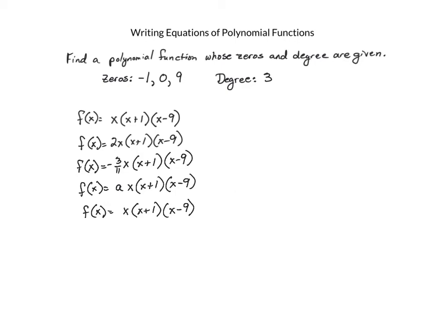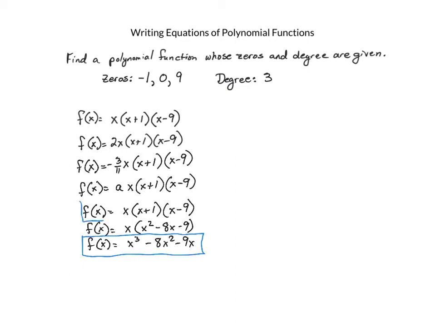Do pay attention in any problem that you would do, whether you're supposed to multiply it out or not. If I were going to multiply this out, I would multiply the two binomials together first, and you'd have x squared minus 8x minus 9, and we'll multiply that by x. So the polynomial function is x cubed minus 8x squared minus 9x. So our answer could look like this if you want it multiplied out, or it could look like this if you're going to present it in factored form.